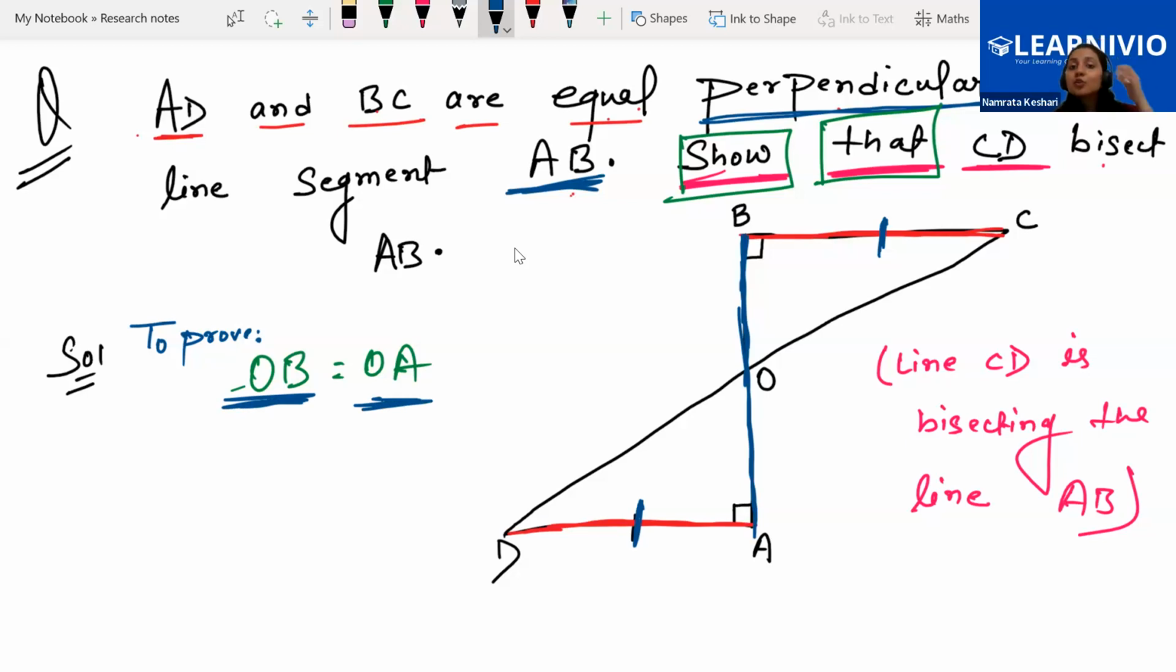So I am explaining to you which two triangles. One of the triangles must have side OB. Another triangle must have side OA. Okay. We are going to prove.